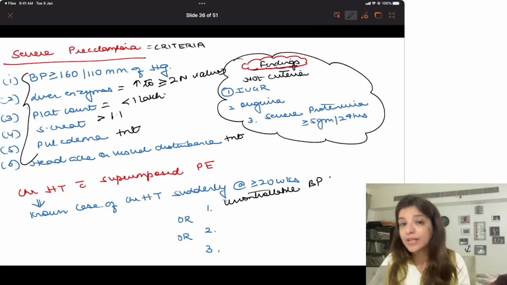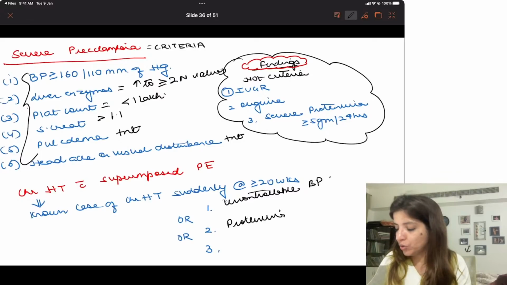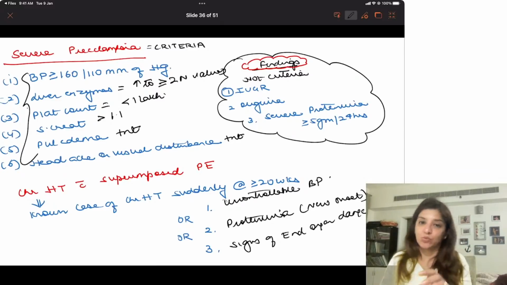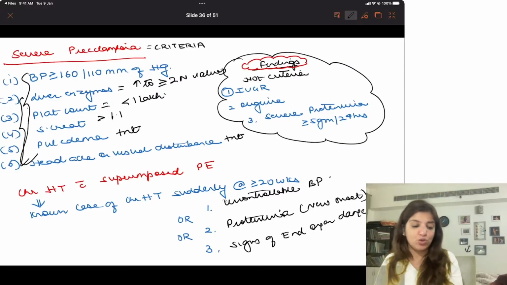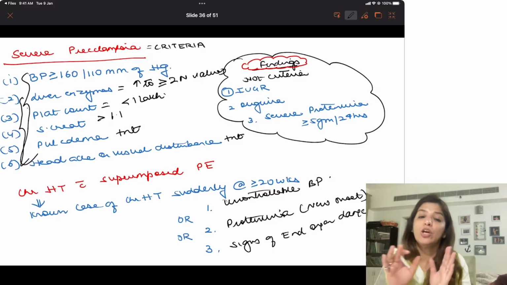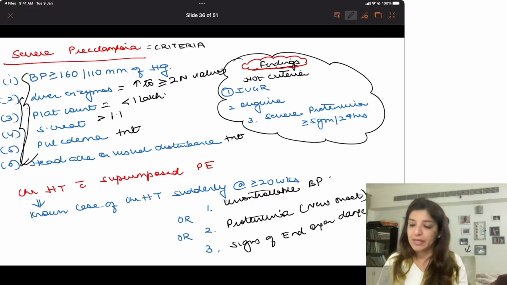Uncontrollable BP, or suddenly your patient has new onset proteinuria, or suddenly your patient starts showing signs of end organ damage. What are signs of end organ damage? Whatever these findings are, these are signs of end organ damage. So the patient is a known case of chronic hypertension and suddenly at 20 weeks the BP becomes uncontrollable, there is new onset proteinuria or signs of end organ damage. That means you are dealing with chronic hypertension with superimposed preeclampsia.